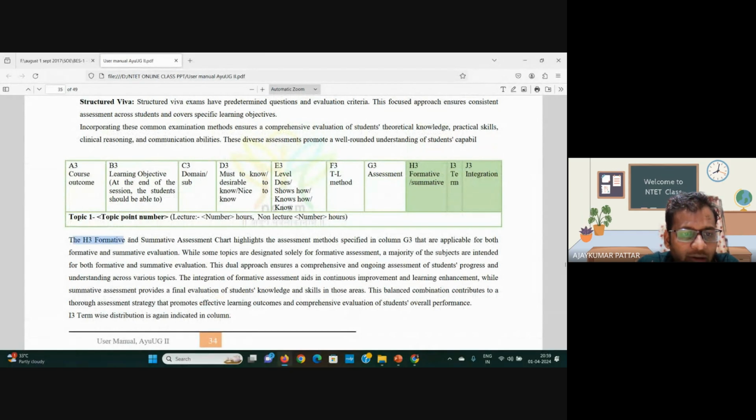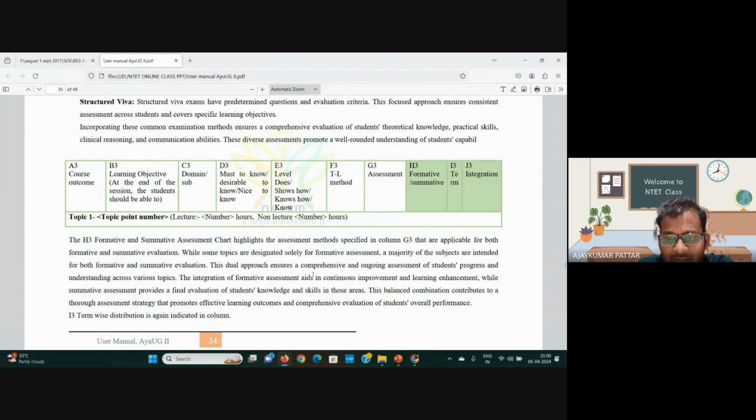In the H3 column, the formative and summative assessment charts highlight that the assessment methods specified in G3 are applicable for both formative and summative assessment, or some assessment designed solely for formative assessment. You now know what formative assessment is. For certain concepts and chapters, they have said to do only formative assessment. Some chapters and concepts should have both formative and summative evaluation. That is the concept. If you do not have a clear idea of what formative and summative are, you will not understand things properly.